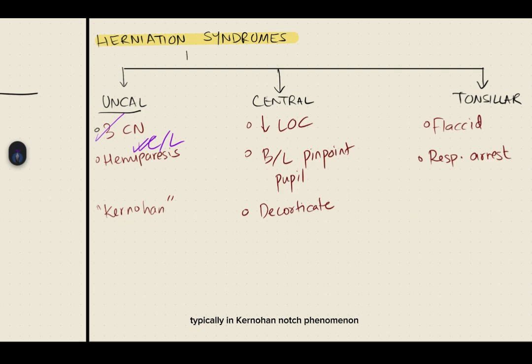In Kernohan notch phenomena, which is basically a false localizing sign, the same set of patients are going to present with ipsilateral ptosis and ipsilateral hemiparesis. This is something that can throw off any physician.